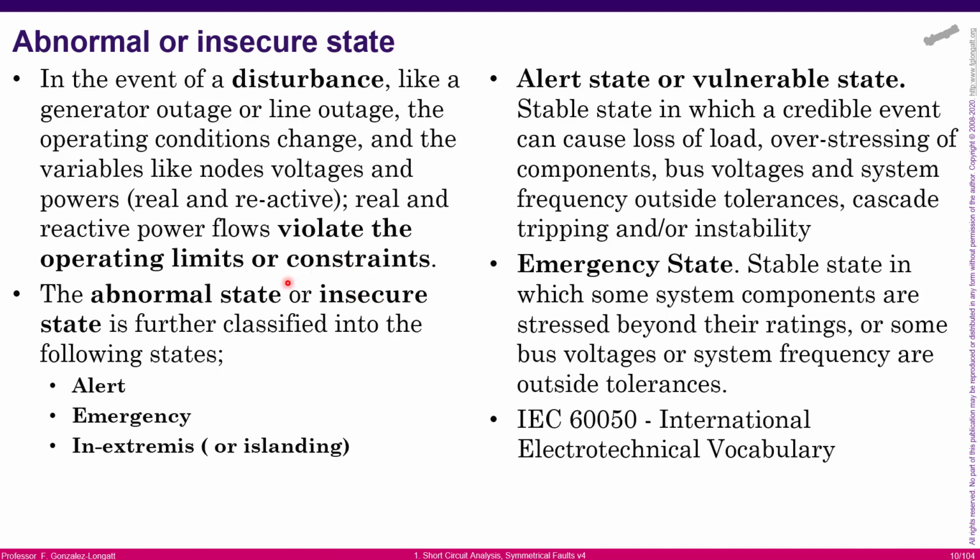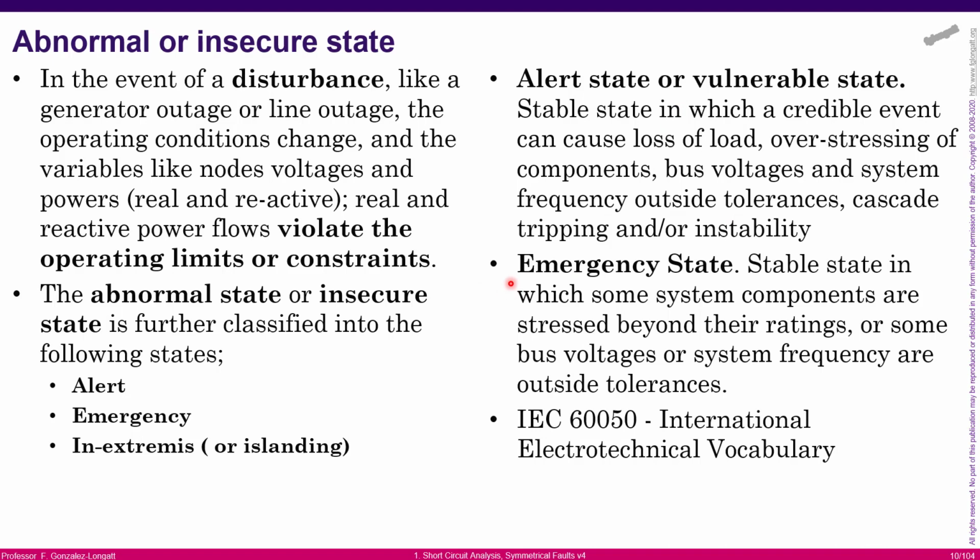And I already defined that we are violating the limits or constraints. I mean, voltage too low, frequency too low, or frequency too high. And that is an abnormal or insecure state, okay? The alert state is typically, let's say, the less dangerous moment, because at that moment we have frequency or voltages outside the scale, and we say, okay, the system is vulnerable. If something more happens, the system can go into a very bad state, and that is the emergency state, okay?